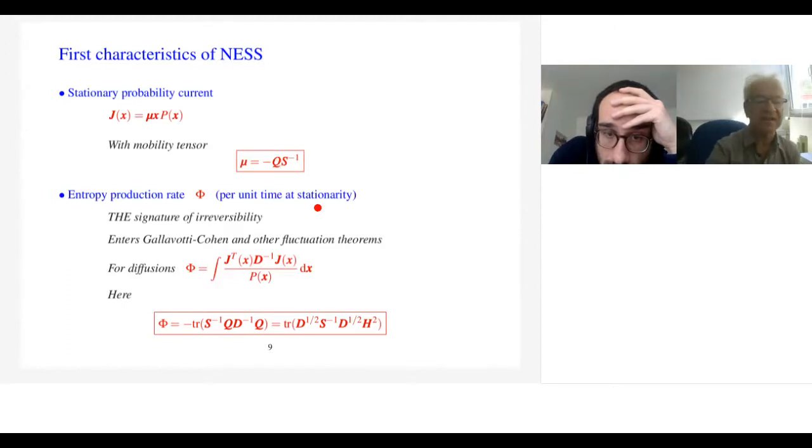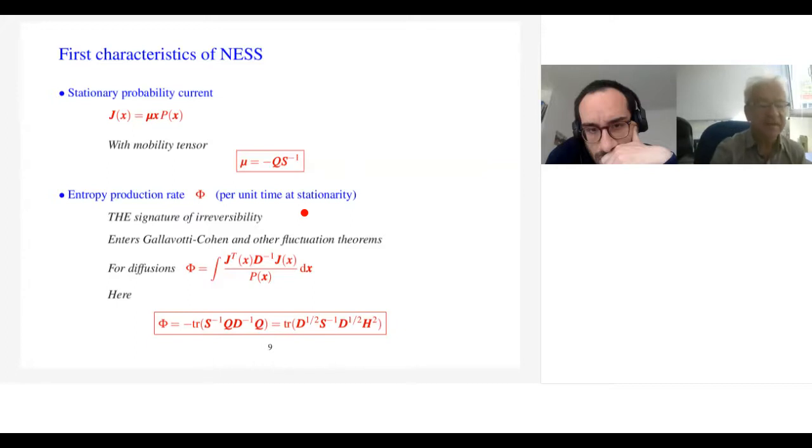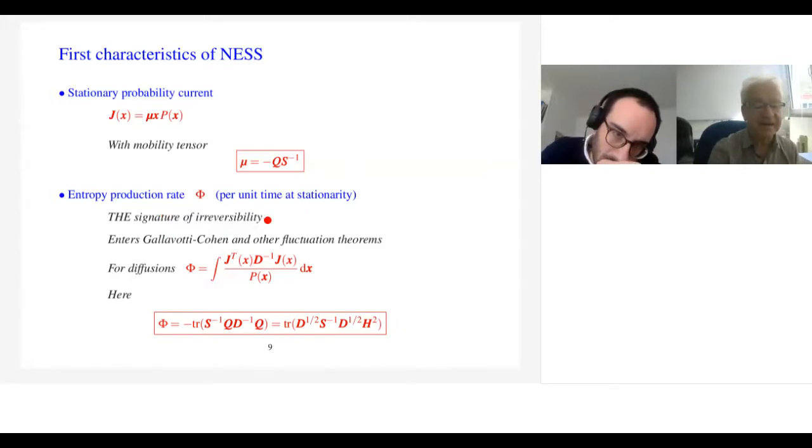Another very important quantity, which will play a key role in the following, is the rate of entropy production per unit time at stationarity. Why do we focus on this quantity? Because it is the signature of irreversibility par excellence. It is the quantity which occurs in various deep theorems characterizing fluctuations in non-equilibrium stationary states, Gallavotti-Cohen and other fluctuation theorems. In full generality, they are formulated in terms of an entropy production rate. Even in systems which are not stochastic, if you have chaotic dynamical systems, you will have a similar phenomenon. So it's a central quantity in this theory of non-equilibrium systems.